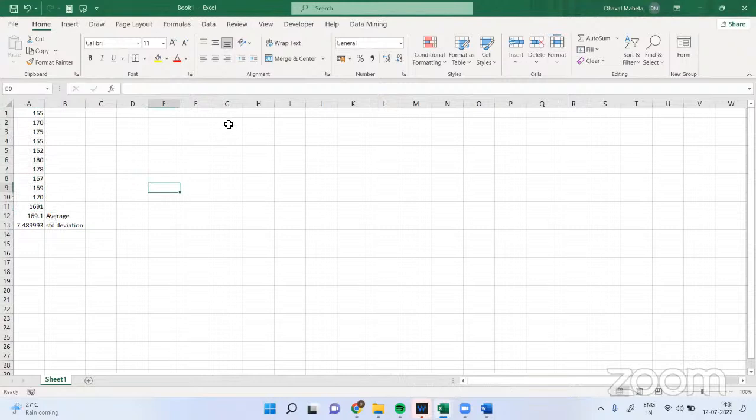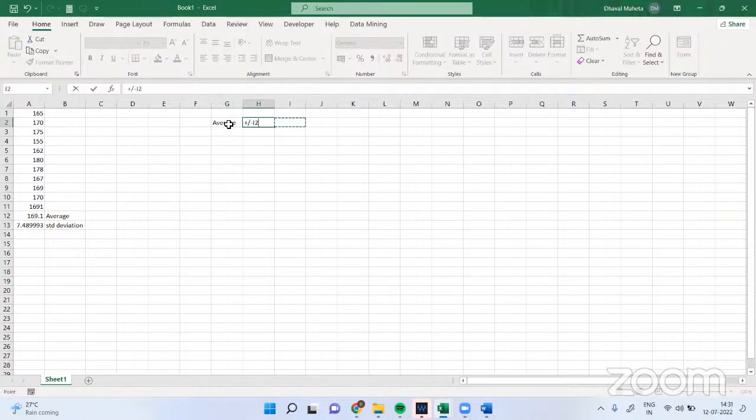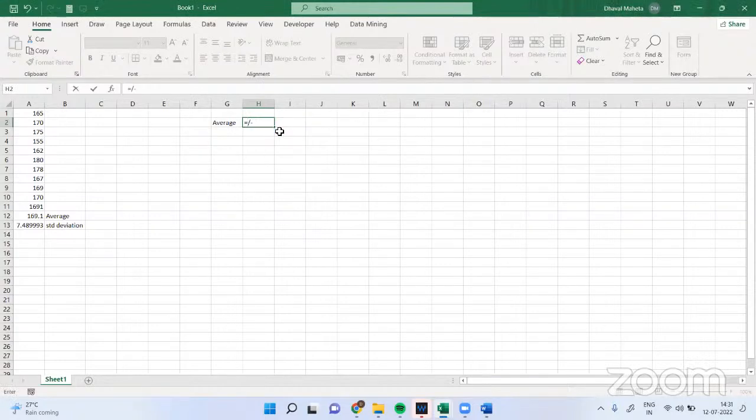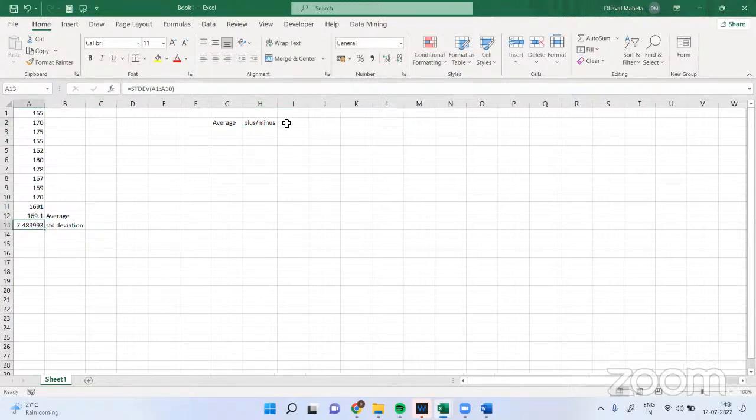Okay. Now see. I will give the first rule. Average plus or minus 1 standard deviation. I'll write plus or minus sigma, which is 7.483. This is standard deviation. I'll keep this place as 1 standard deviation. Now let us start filling up the figure. 169.1 plus or minus 1 standard deviation, 7.48.